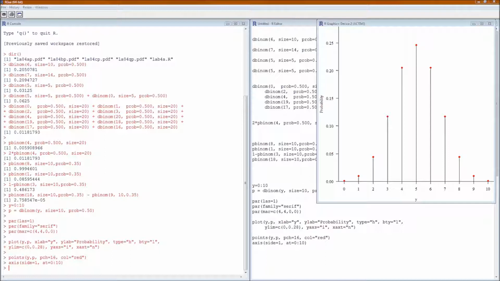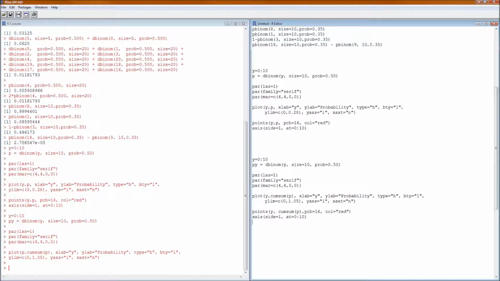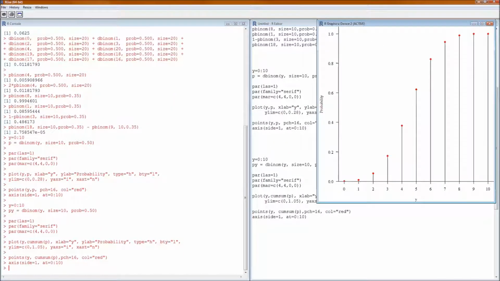So what does the cumulative distribution function look like? It looks like that. Again, notice that it is non-decreasing. Starts at 0, eventually ends up at 1. The cumulative distribution is the probability that the random variable is less than or equal to a specific value. Cumulative distributions will be much more important when we talk about continuous random variables.